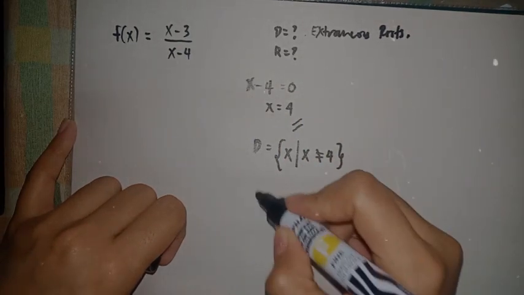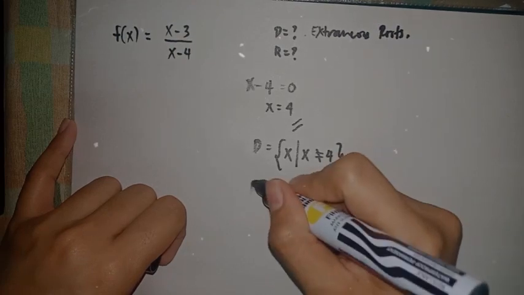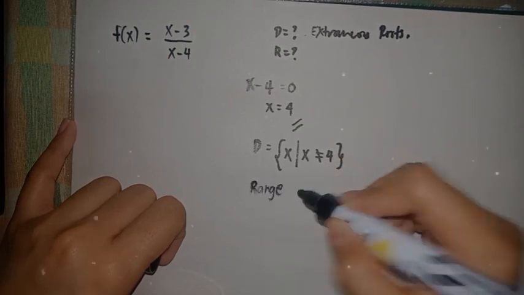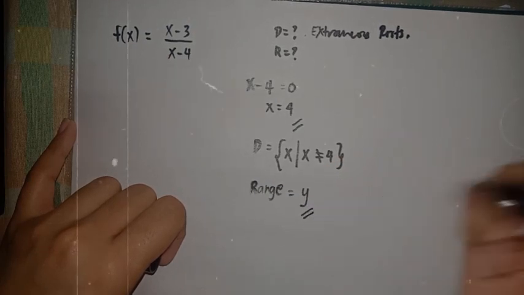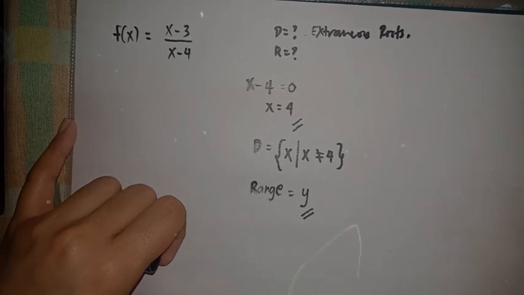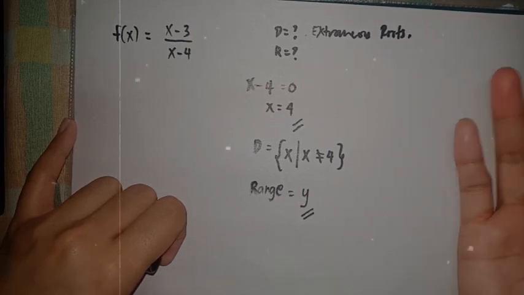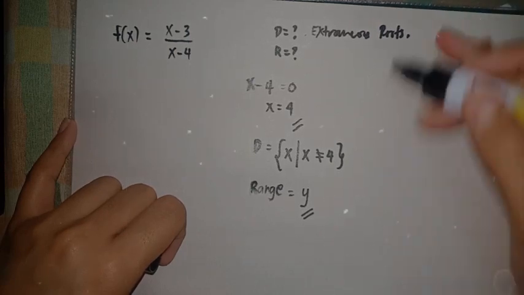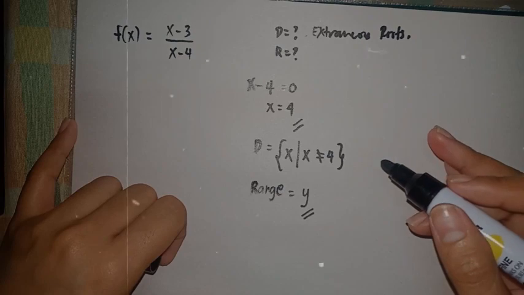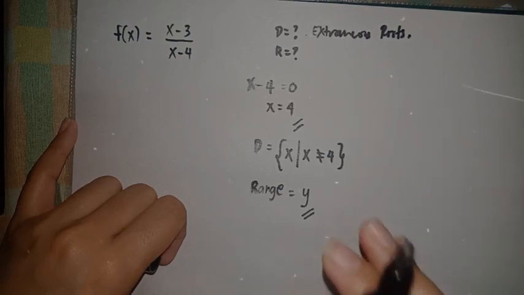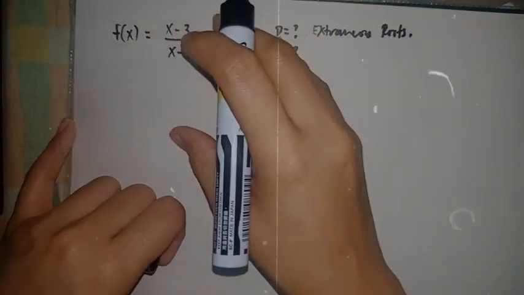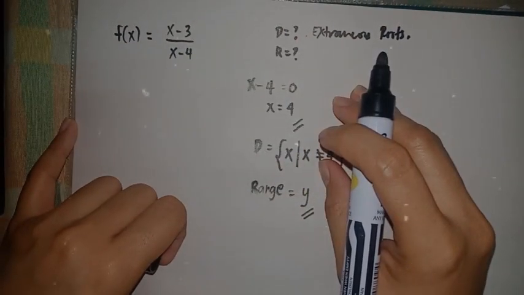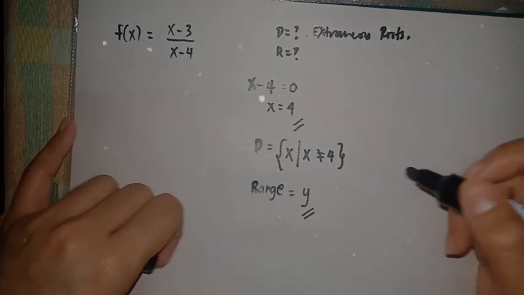Now, how about the range? Our range are the values of y. So I can explain this through the graph, wherein you can easily tell what are the values of y, as long as the values of y will not make our function undefined. So that's just the same with our domain. I will show you the graph.